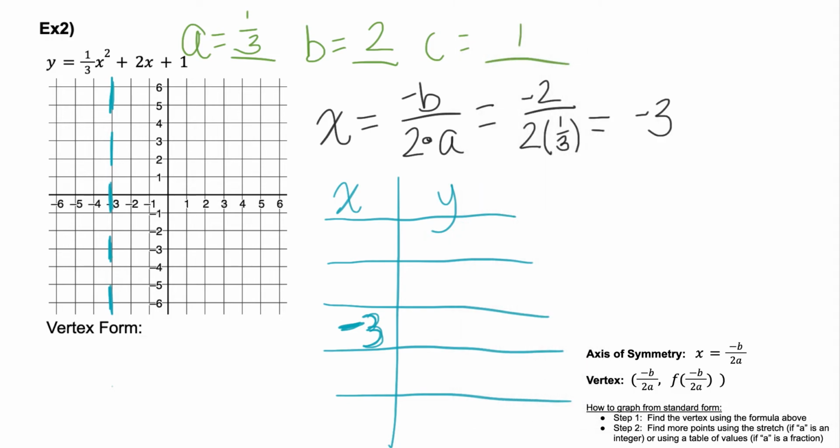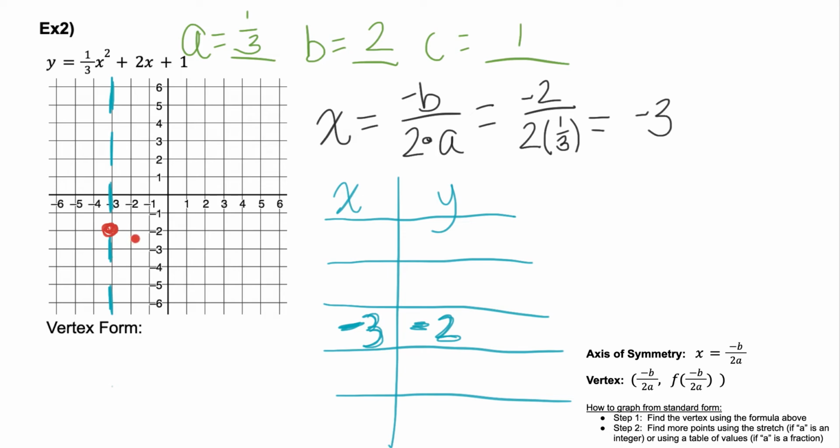So coming back here, -2, that's my vertex. So I'll go ahead and plot that point. Okay. And now I know that the stretch is 1/3. Now, when we were doing other kinds of functions, we could go up 1 and right 3. That will not work here.